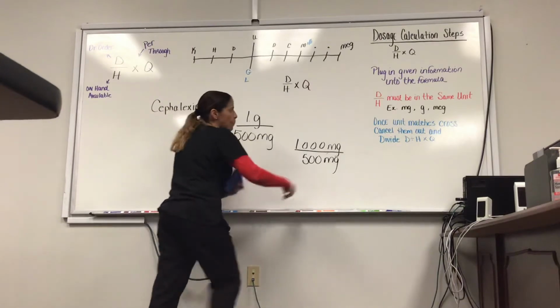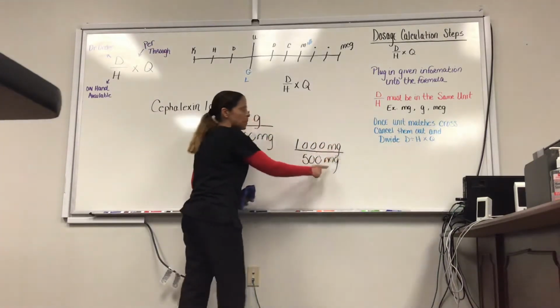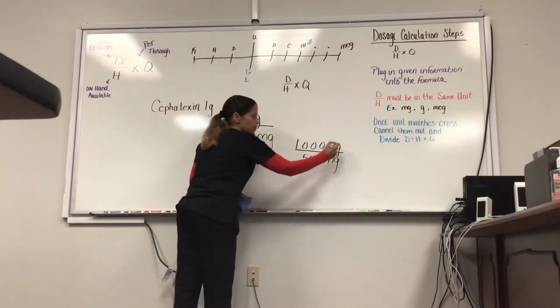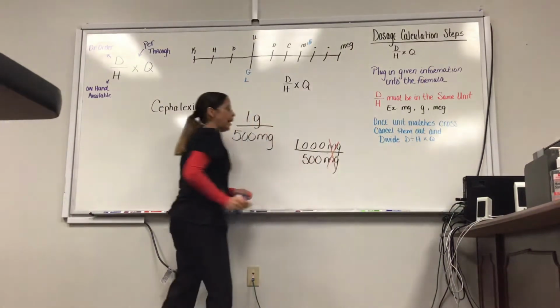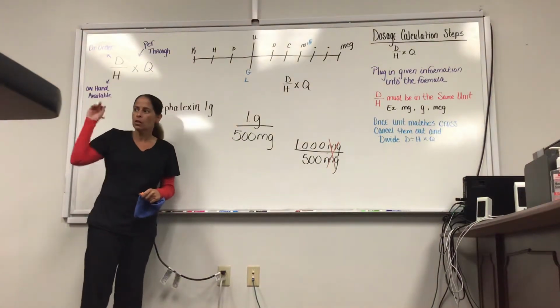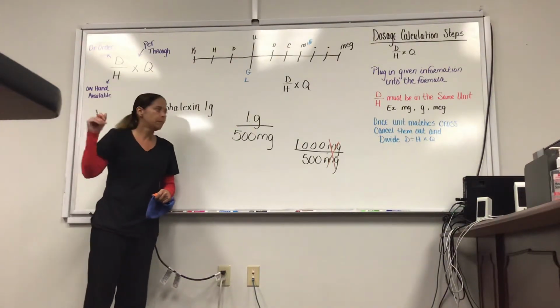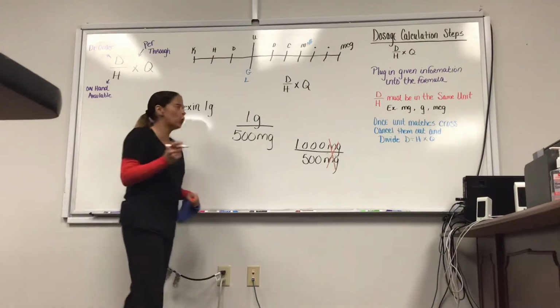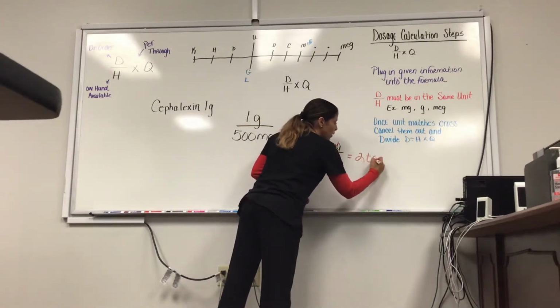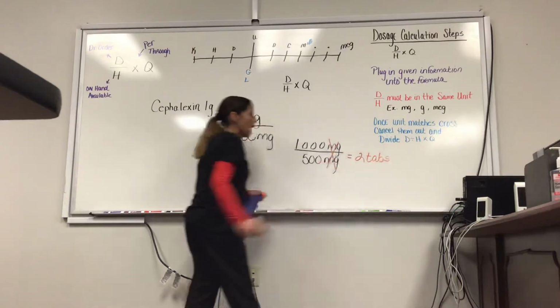Our next step is to, once the units match, cross cancel them out. And now do your division. Plug in 1,000 divided by 500, and you will have got 2. So we are giving 2 tablets.